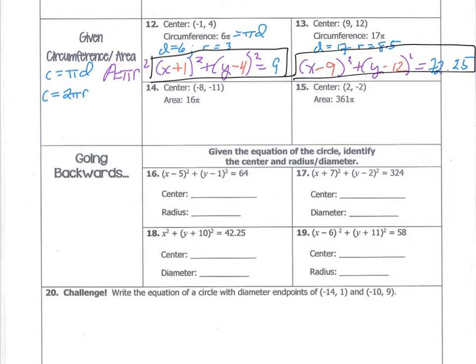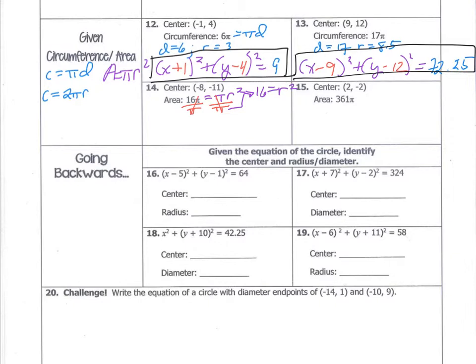Well, what do we do if they give you area? So if they give you area, essentially, you're going to set the 16 pi equal to pi r squared. Right? They give you area, 16 pi, set that equal to pi r squared. Get the r by itself. Wouldn't you divide this by pi, and wouldn't you divide this by pi? Aren't you left with 16? I'll do it up here. Aren't you left with 16 equals r squared?